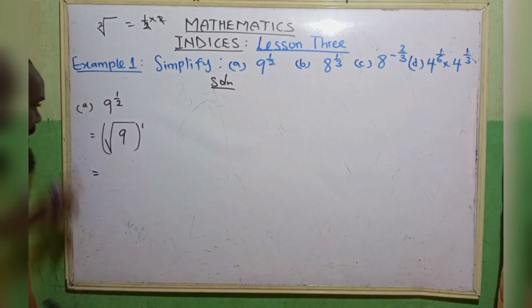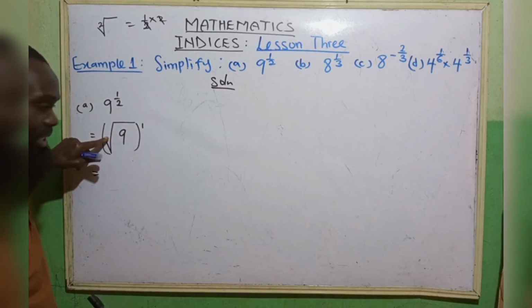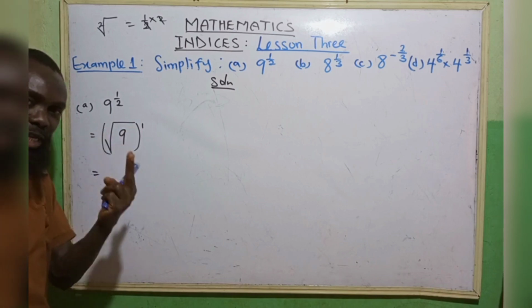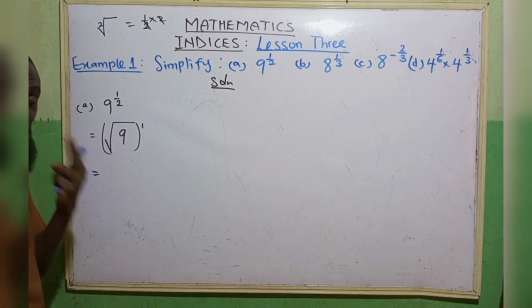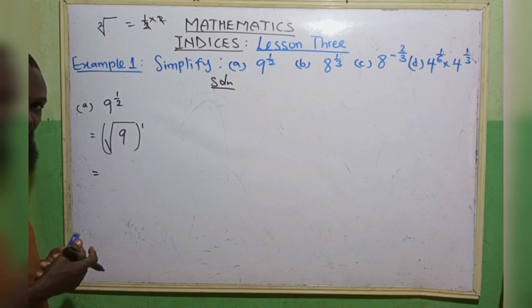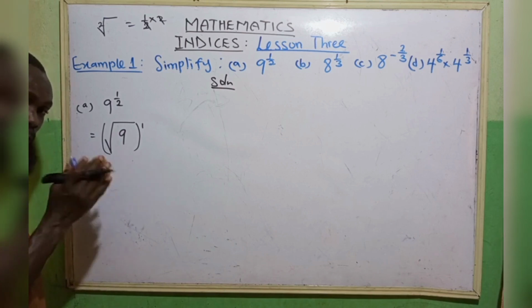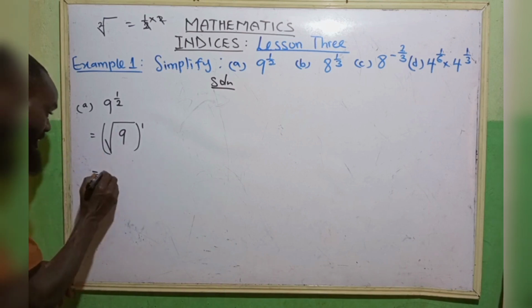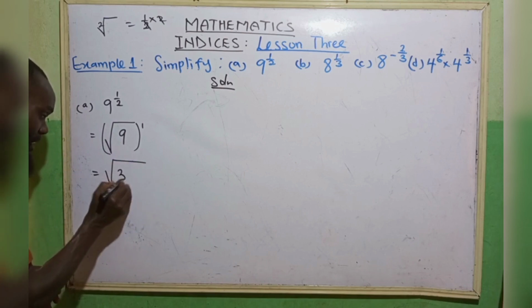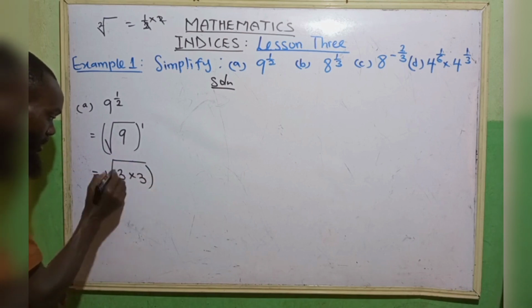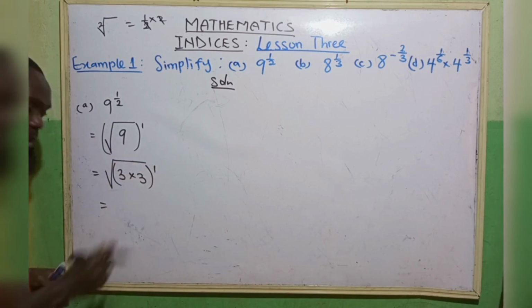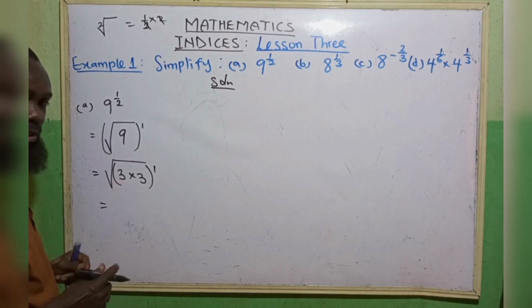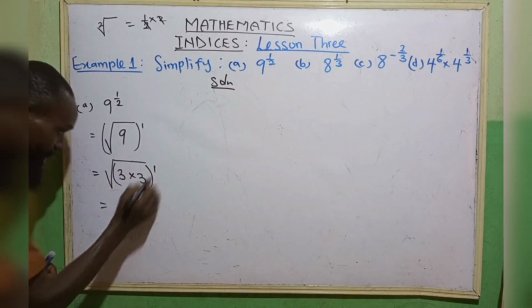Now, the meaning of 2 that is here means find two numbers that when you multiply the numbers together, it will give us 9. Equal numbers, when you multiply together, it gives us 9. It's going to be square root of 3 times 3 raised to power 1. Now, you pick one of these 3. So you're going to have 3 raised to power 1.